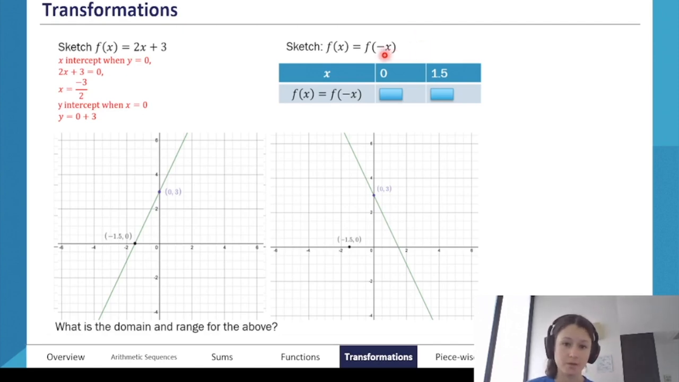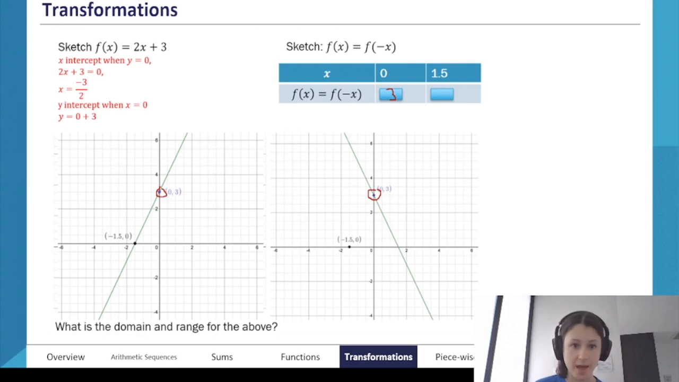That's because all the y values are staying the same, but the x values have now been switched. So the value of the function when x is equal to 0 is still going to be 3. So our intercept is still going to be the same, which is important.